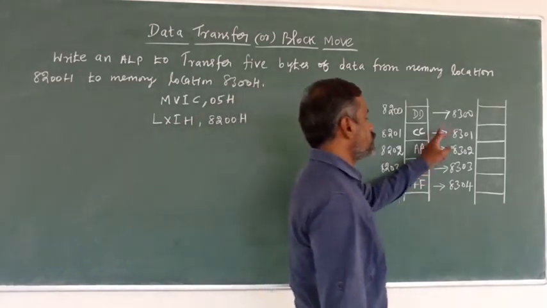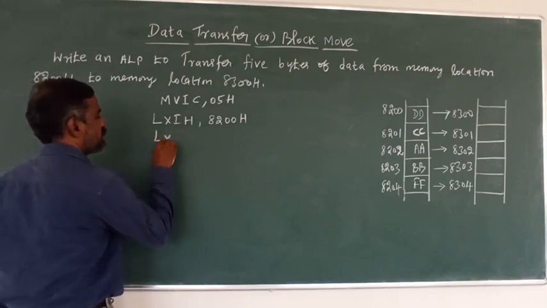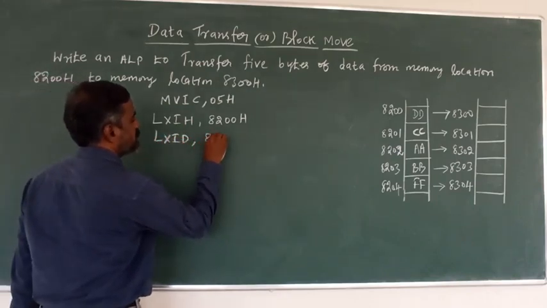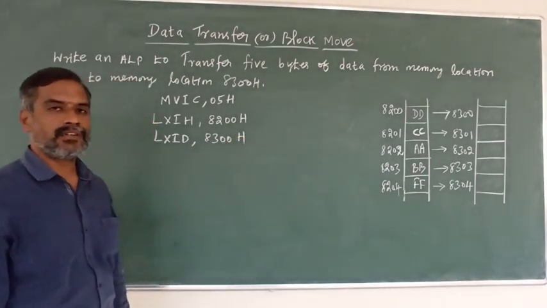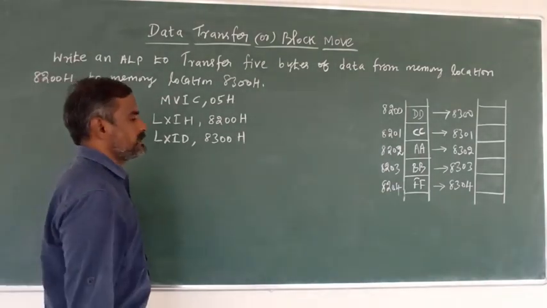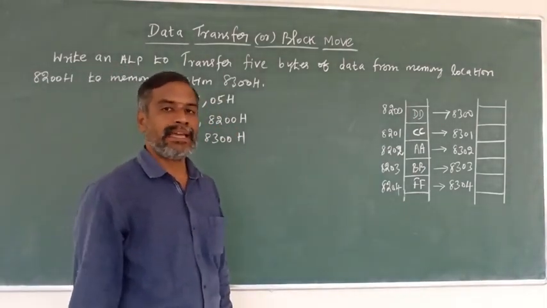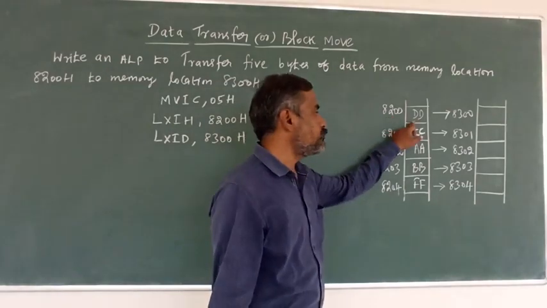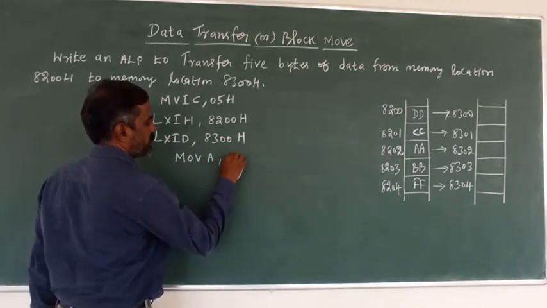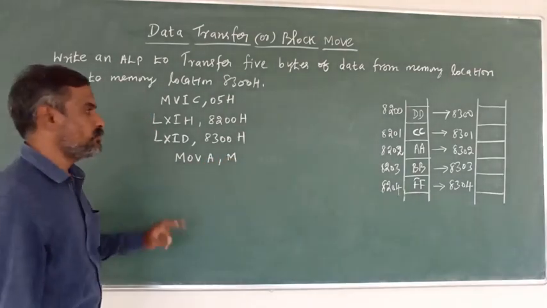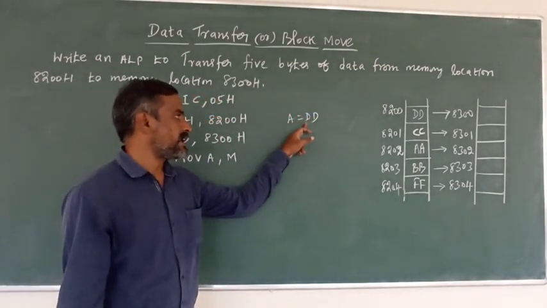Now initialize the destination address in the DE register pair. LXI D, 8300H. Okay. Now the first data is in 8200. Now this is a memory. Now the memory data is moved to the accumulator. For that we can use MOV A, M. Now the memory data DD is in the A register.